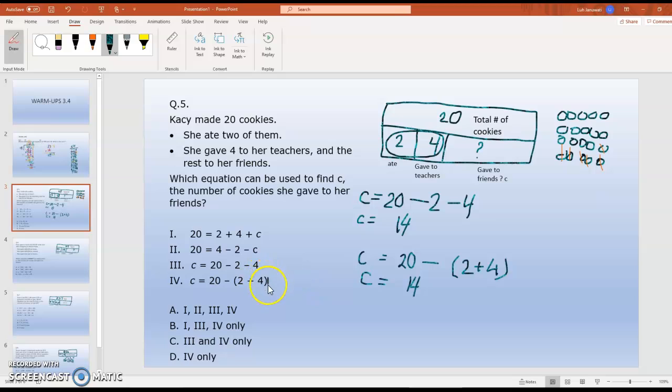And in that case, this one is right, correct. And this one is correct. Or another way you could look at it is like this. The total, 20, is the same as if I add this and whatever I have here, which is 14. And I have 2 plus 4 plus C, where C is 14, right? So that is also the correct answer.